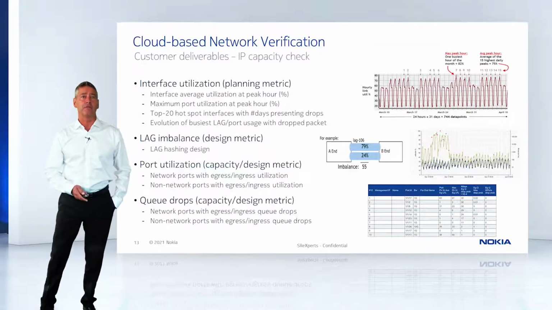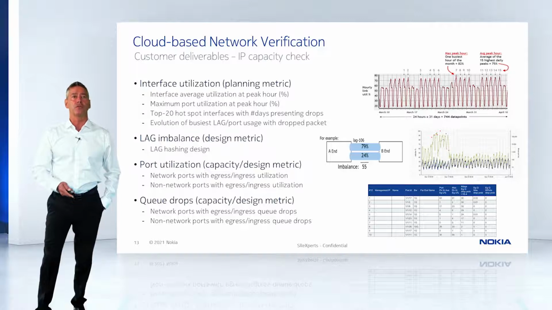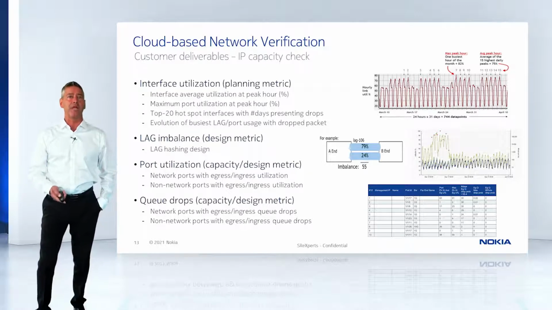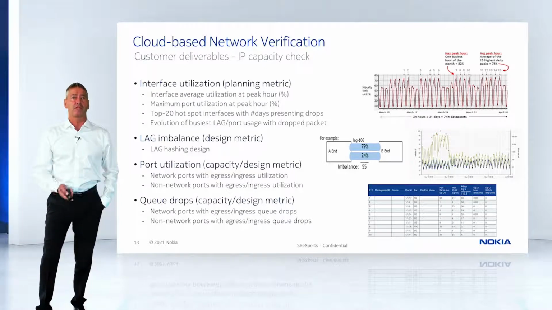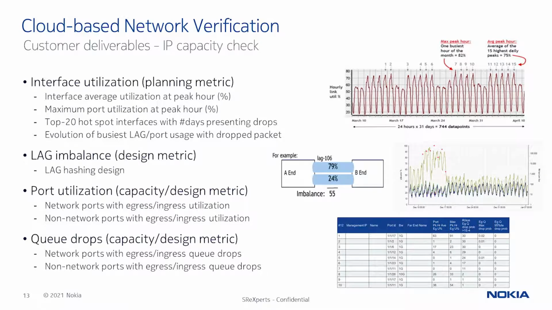The IP capacity report, same idea there, the interface utilization. So it goes to the interface average utilization per peak hours, maximum port utilization per peak hours, the top 20 hotspot interface in your network. And from these graphs on the right, you can see what you want to do is you want to get rid of the red dots. So the second graph below the first one, if you have red dots, you want to get rid of those. Those are interfaces that are dropping packets in your network.